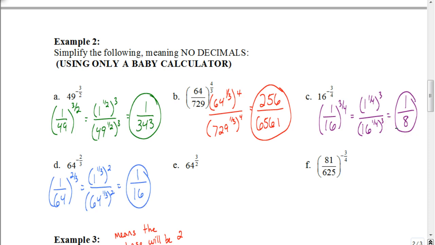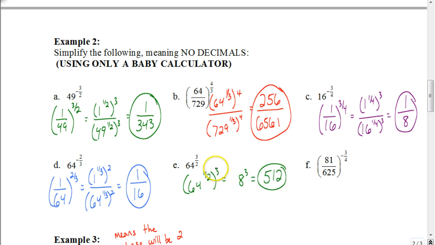For letter D, this is another negative exponent, so we take the reciprocal of the base, so it's 1 over 64 to the 2/3 power. Again, break that up into the root and then the power for both the numerator and the denominator. Well, the numerator stays 1. The cube root of 64 is 4, and 4 squared is 16.